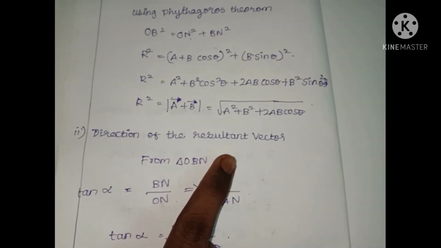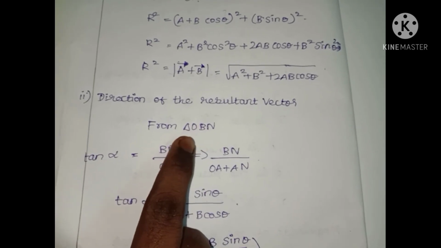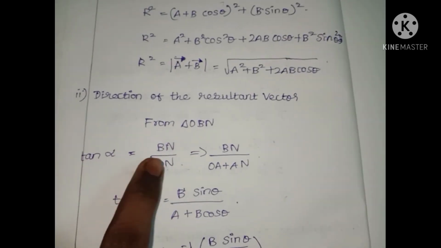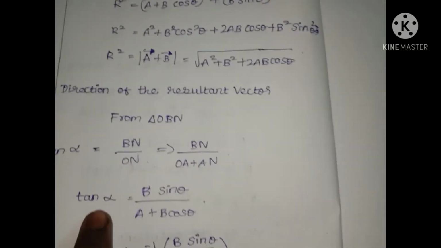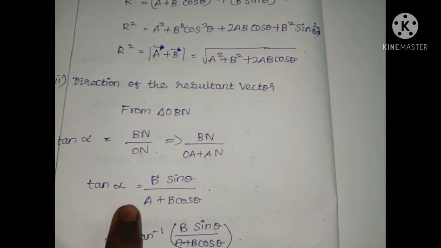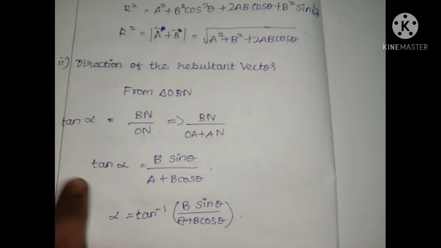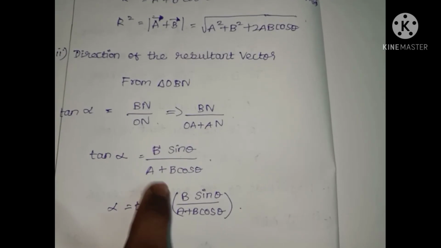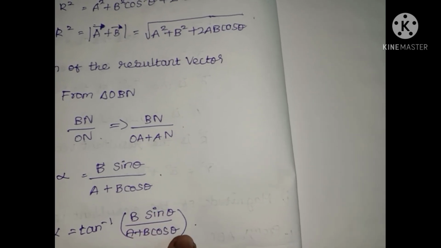Then we find the direction of the resultant vector. From triangle OBN, tan alpha is equal to BN by ON. BN by ON is BN by OA plus AN. Tan alpha is equal to B sin theta by A plus B cos theta. Alpha is equal to tan inverse. This tan goes to this side, meaning the power of minus 1, that is tan inverse of B sin theta by A plus B cos theta.